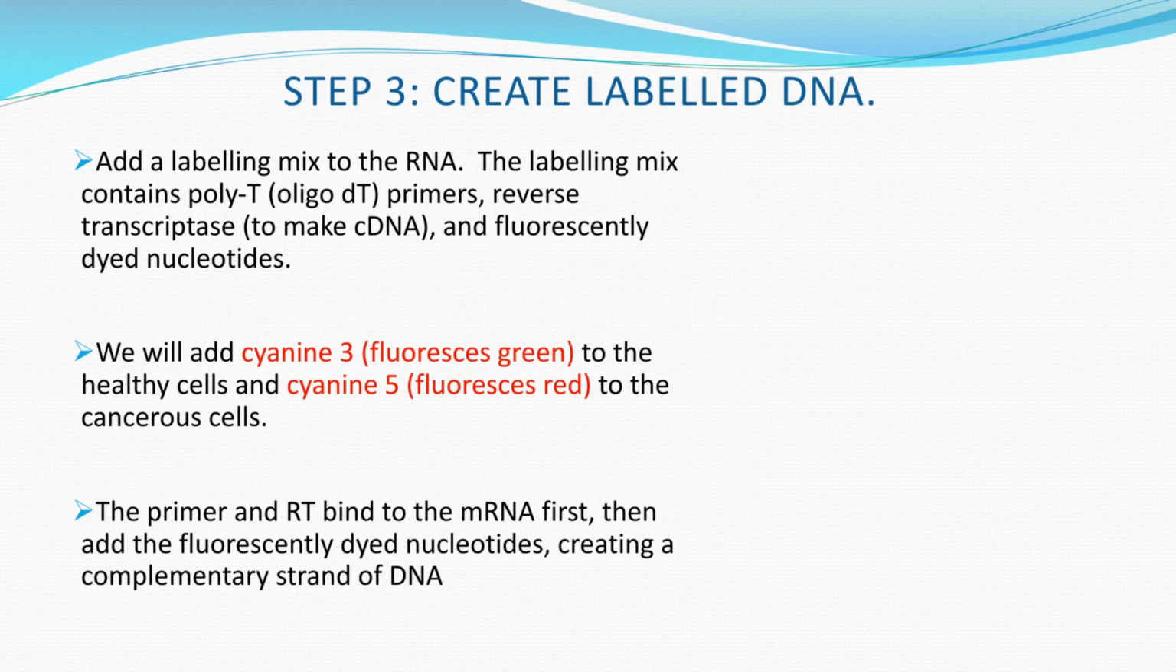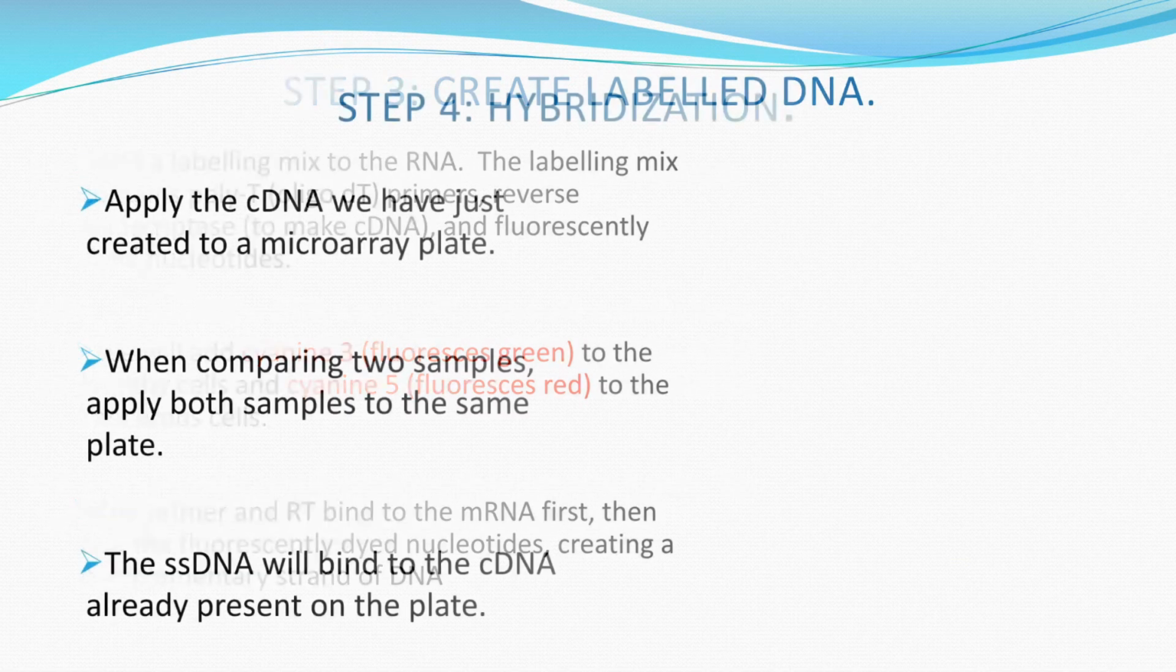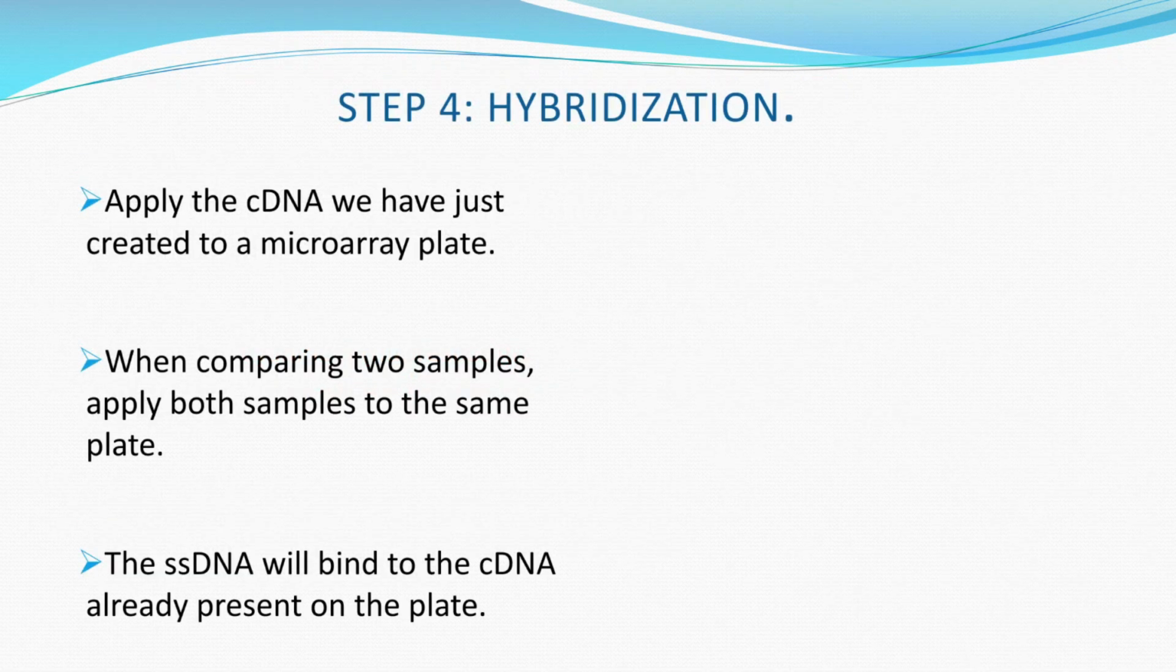Then we add the fluorescence, cyanine 3 and cyanine 5, to the corresponding samples. The next step is hybridization, that is mixing of the patient and the control sample on the slide which already has the DNA.